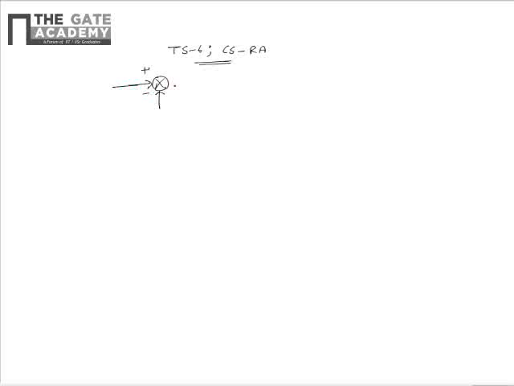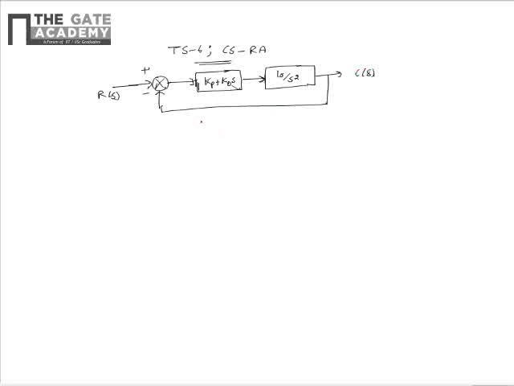It contains a unity negative feedback path, and in the forward path, it contains a PD controller of gain Kp plus Kds, and the forward path transfer function which is present after the PD controller is 10 divided by s square. Please note that the input to the system is R of s and the response of the system is C of s. We need to find the condition on Kp and Kd for the system to be stable.